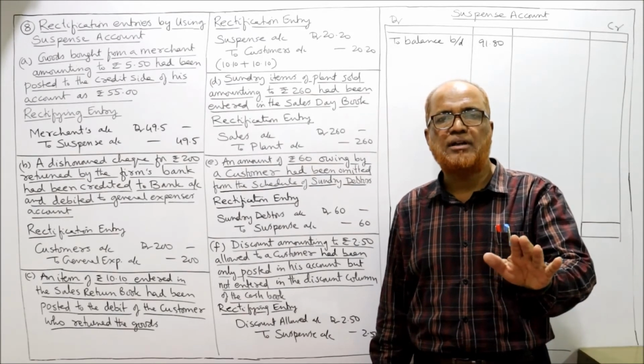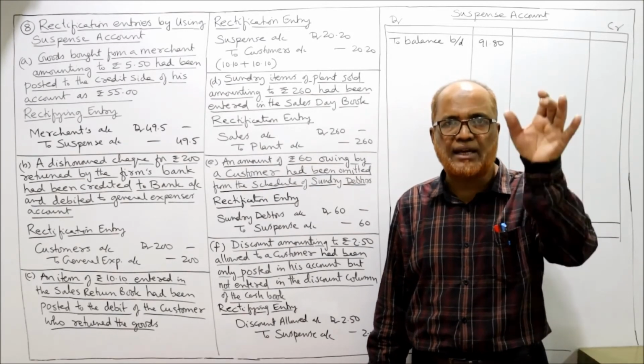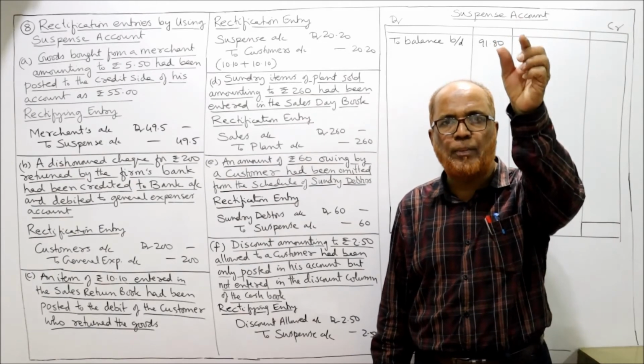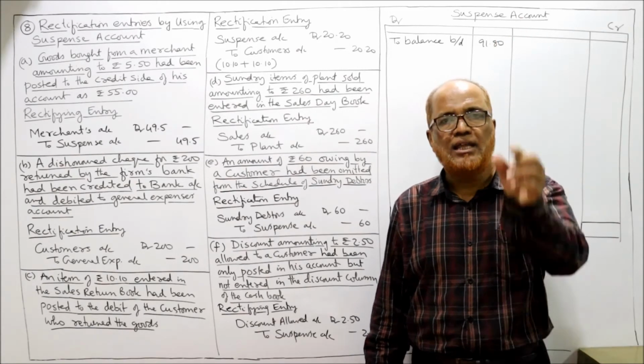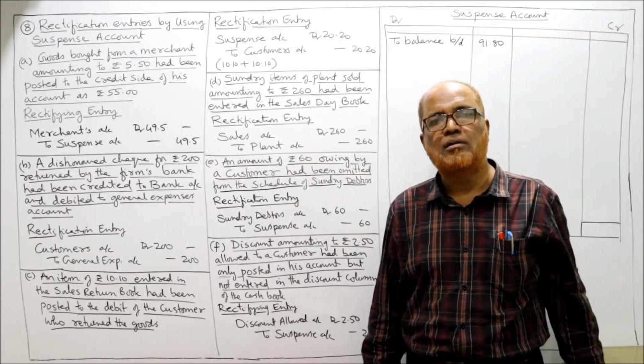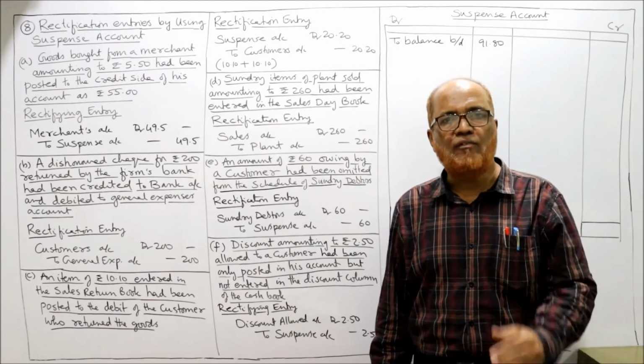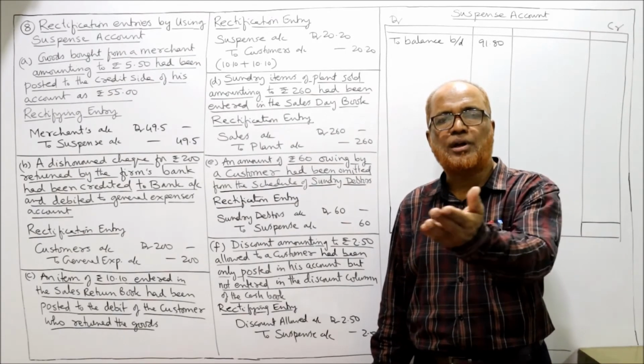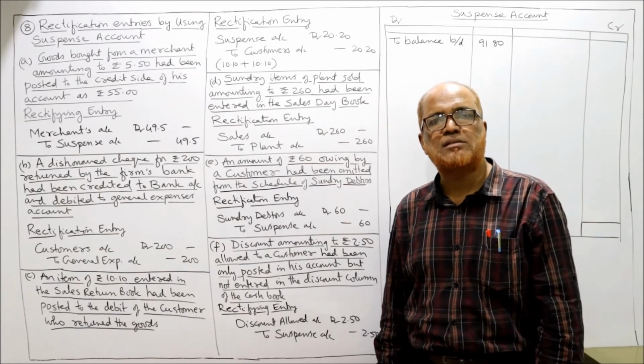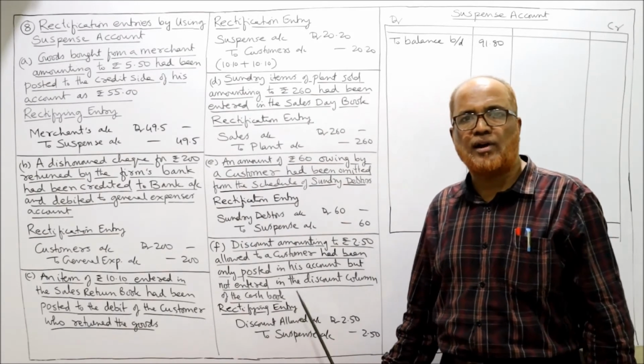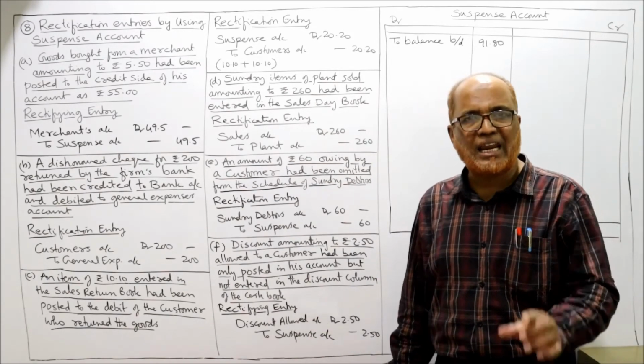But discount allowed account was not debited. It was not debited in the discount allowed column of the cash book. In the cash book, we open a column for discount allowed, and in that we have not written. So now we debit the discount allowed, so credit should be given to suspense, because customer account is already credited. There is no error in customer account.